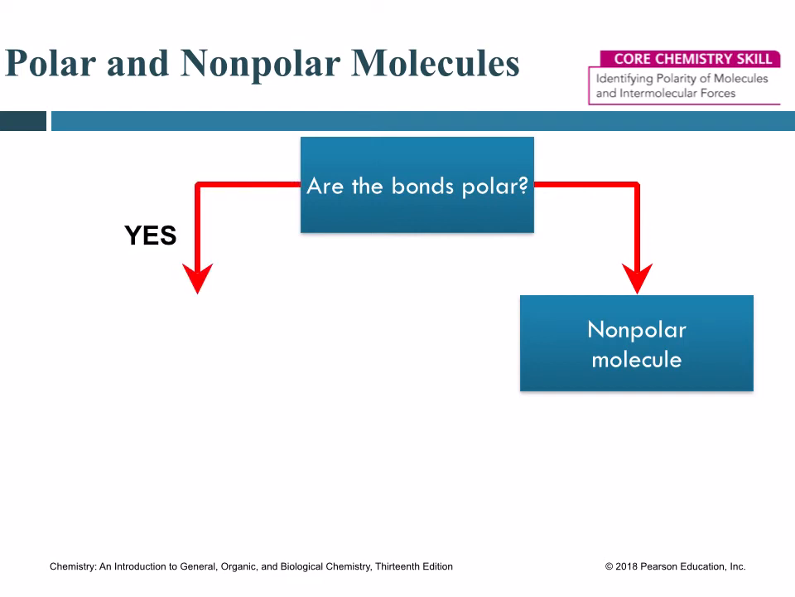If the bonds are polar, ask the second question. Do the dipoles in the molecule cancel each other out? If they do, then the molecule as a whole is nonpolar. An example is carbon dioxide. If not, the molecule is polar, meaning one end of the molecule has more electron density than the other end, as in hydrogen chloride.